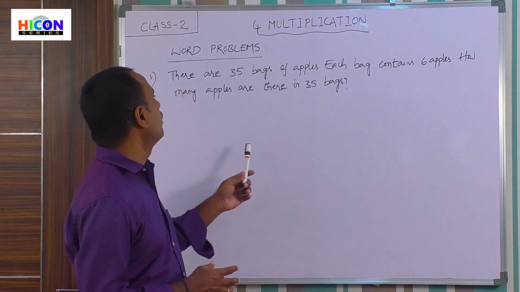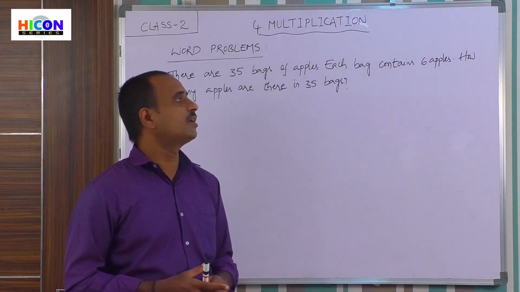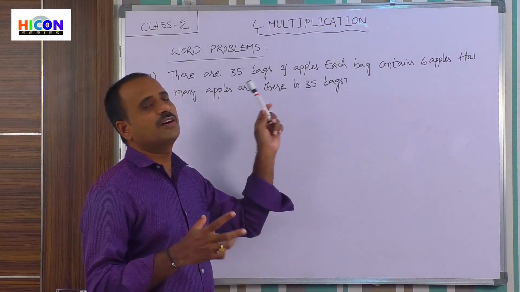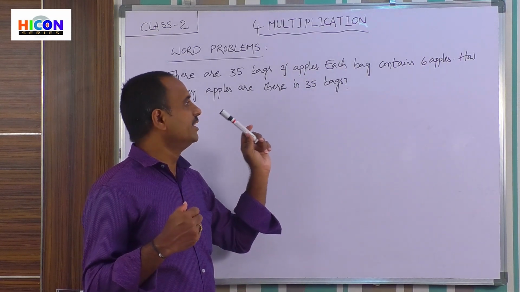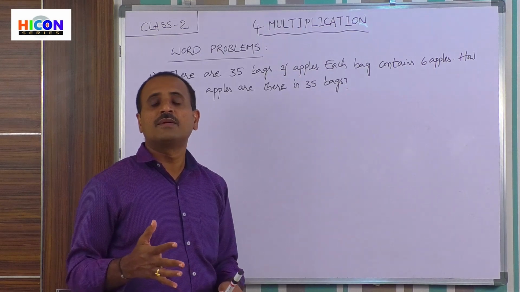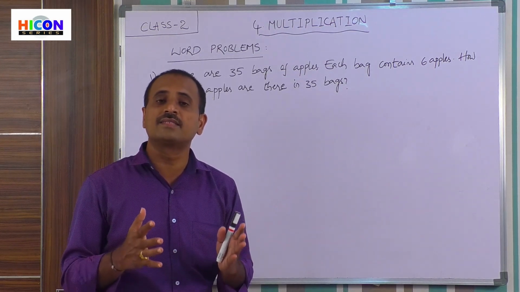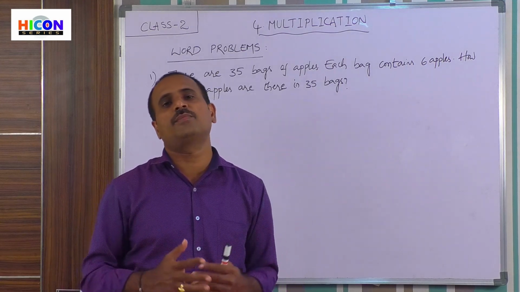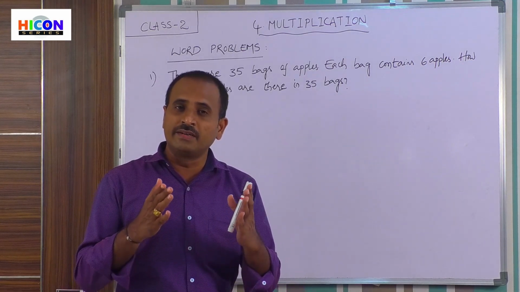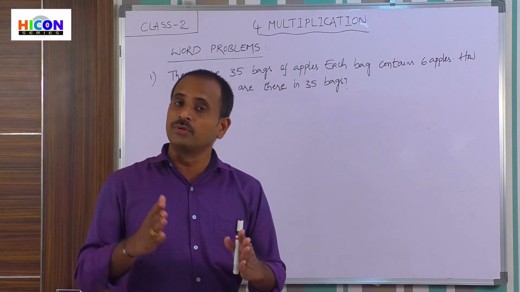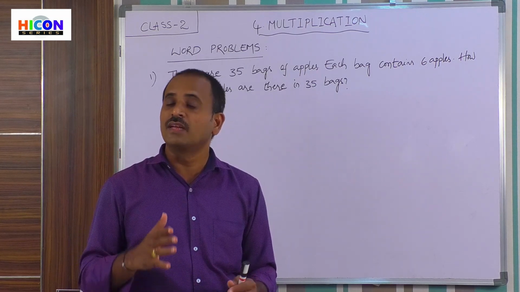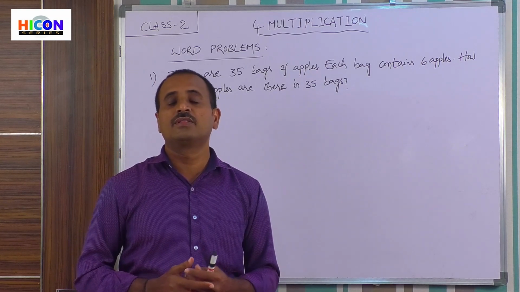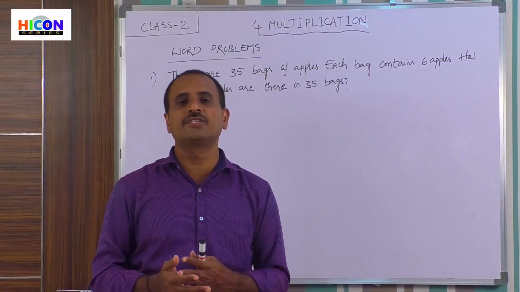So here we have to do multiplication because there are 35 bags of apples and each bag contains 6 apples. That means we have to add 6, 35 times. Then we can get the total number of apples. So that repeated addition of 6 up to 35 times is nothing but multiplication. So that repeated addition is called multiplication.